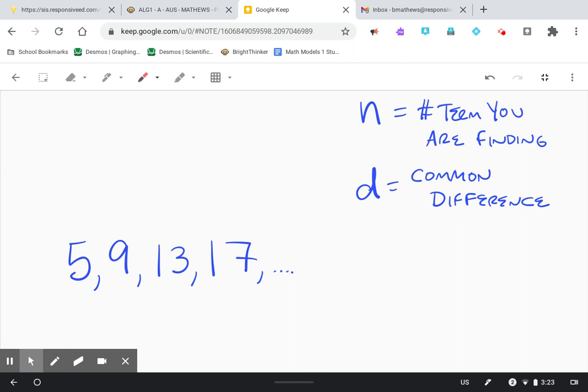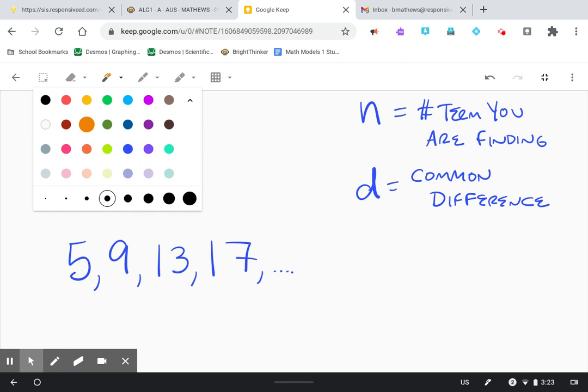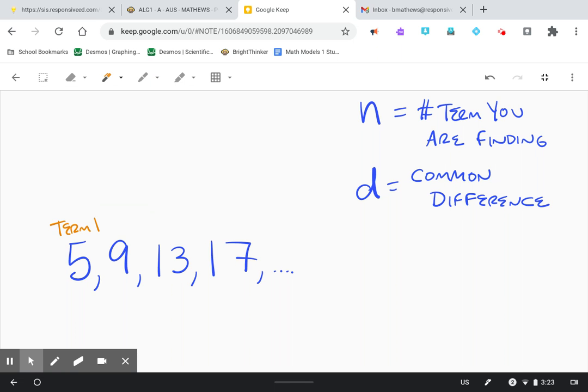So 5 is term 1, 9 is term 2, 13 is term 3, and so on. The way we write that mathematically is A1, A2, A3, A4, and then it continues on, and you can have any number of terms. Whatever term we're looking at is always written as A with some number. Generally speaking, we call that An, or the nth term. So we have first term, second term, third term, fourth term, nth term. That could be any number that we choose.